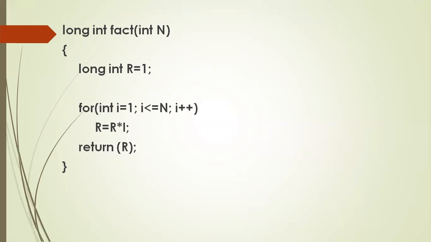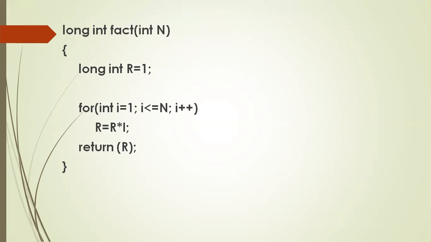For example, if you are computing the factorial of 4, then the n value will be 4. So your for loop, for int i equal to 1, i less than or equal to n, i plus plus, varies 4 times. First time i equal to 1, so r is initially 1. 1 into 1 becomes 1 only. Next, i becomes 2.